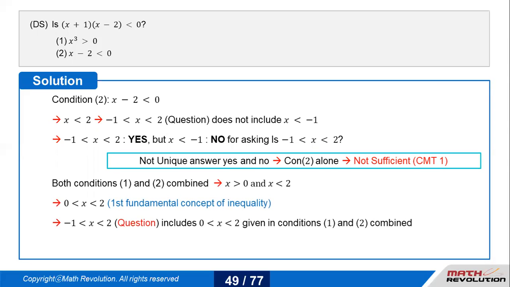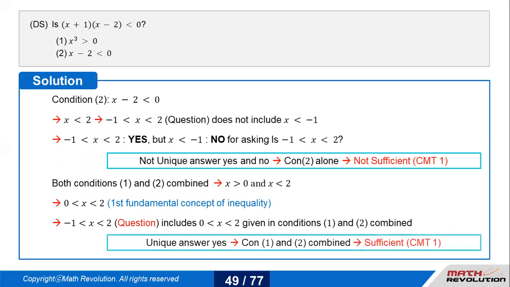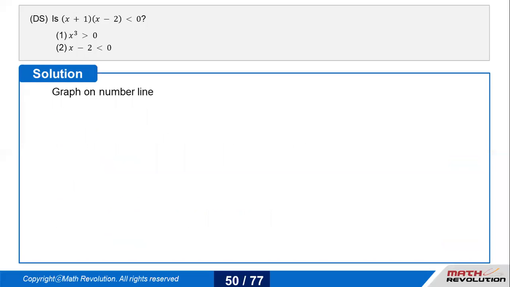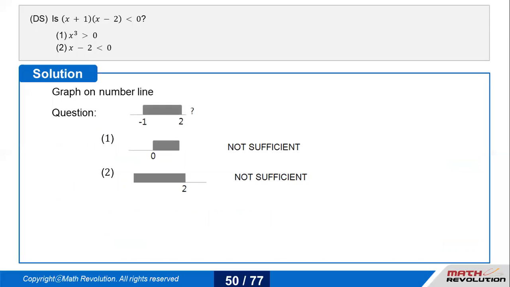If I combine both the conditions, which says x is greater than 0 and x is less than 2, then I get 0 is less than x, which is less than 2, which is combined and sufficient enough to answer. If we graph it on the number line, the question says, is it -1 and 2? Condition number 1 says 0. It's not completing the range. It's not a part of its range.